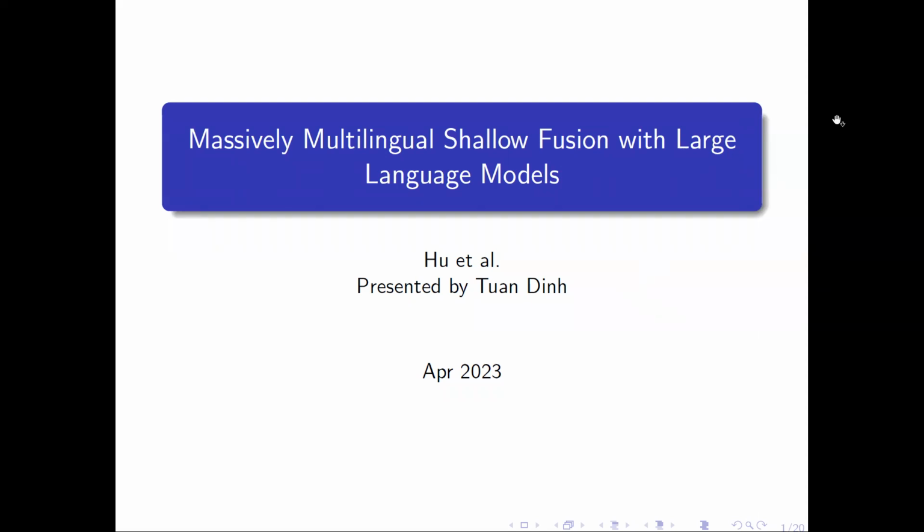Today I'll be talking about massively multilingual shallow fusion with large language models.